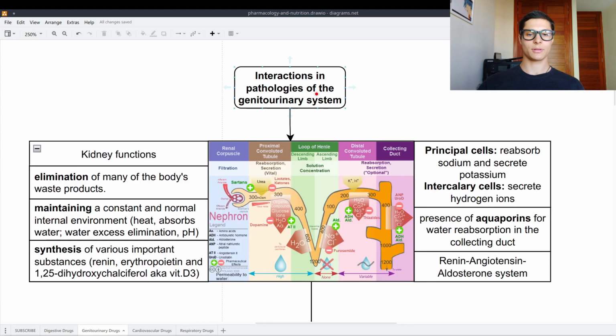Today we're going to continue the pharmacology series of videos and we're going to take a look at the drugs related to the genitourinary system. So let's begin. Interactions in pathologies of the genitourinary system.